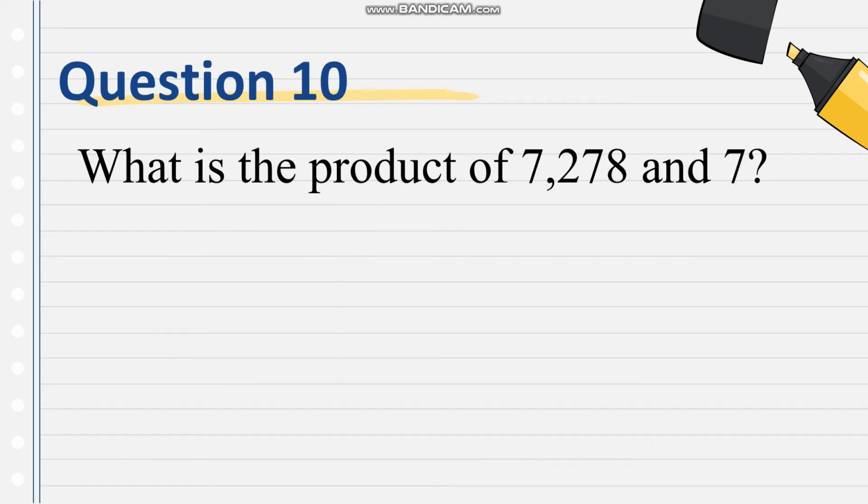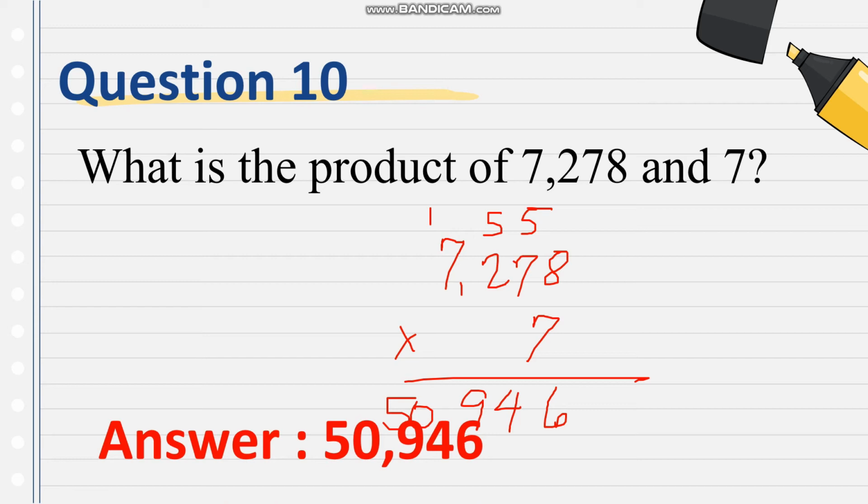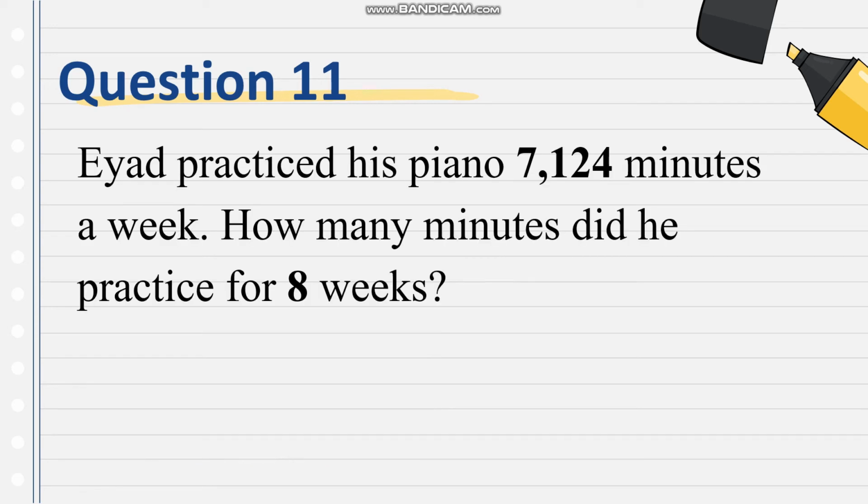Next, what is the product of 7,278 multiplied by 7? So if I'm going to use the standard algorithm, 7 multiplied by 8 is 56, regroup 5. So 7 times 7 is 49 plus 5 is 54, regroup 5. 7 times 2 is 14 plus 5 is 19, regroup 1. 7 times 7 is 49 plus 1 is 50. So the answer is 50,946.